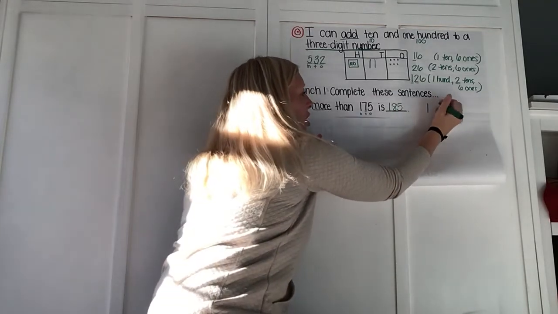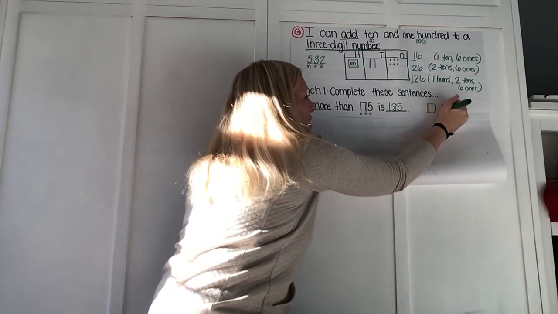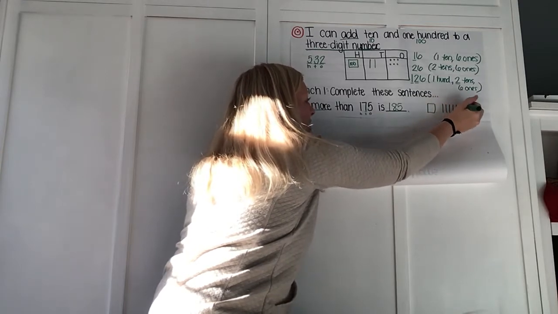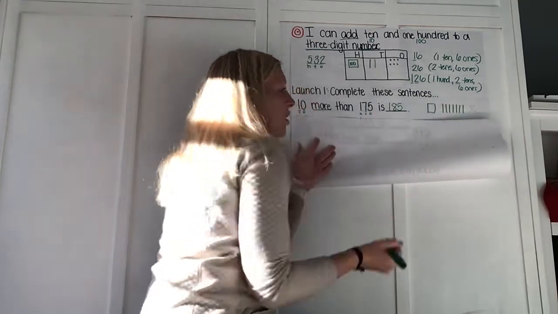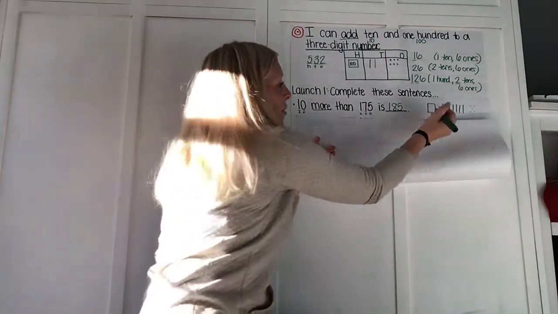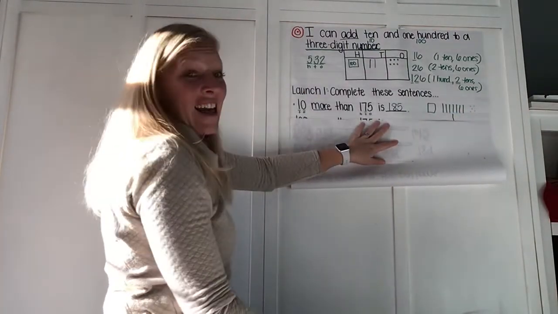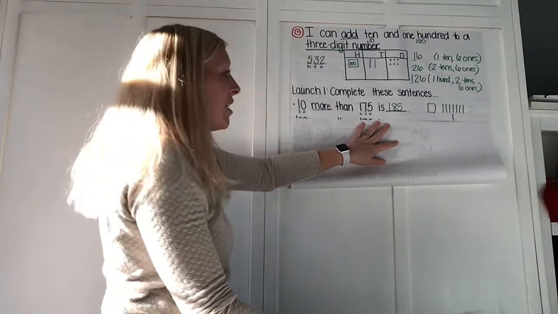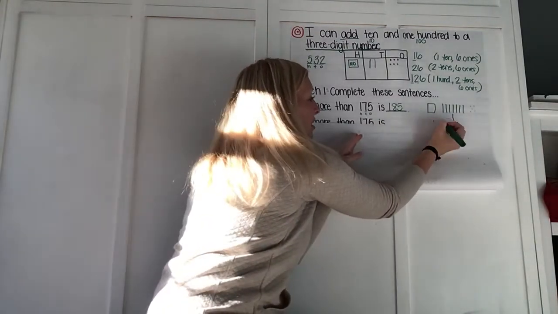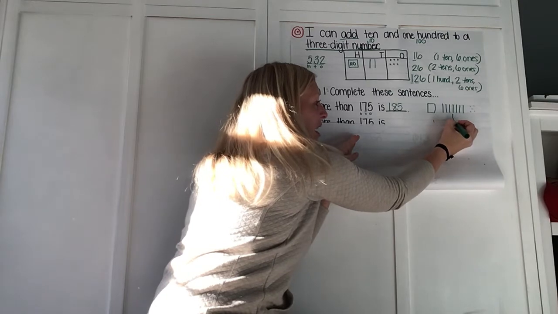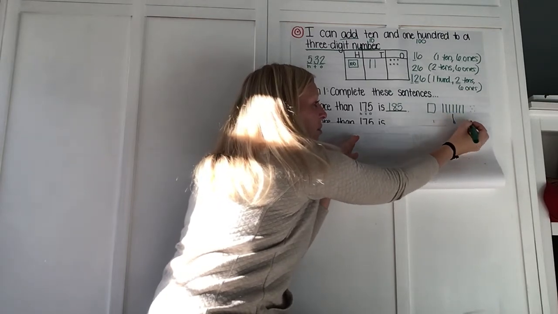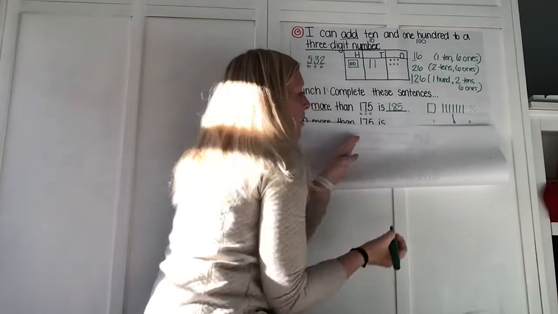If I were to draw out 10, 20, 30, 40, 50, 60, 70, 175, and I were to add my 10, for those of you who need to see that, I didn't add any ones, I didn't add any hundreds, so I still have my 100. Now I have 8 tens, there's my 7 and 1 more, and my 5 ones.